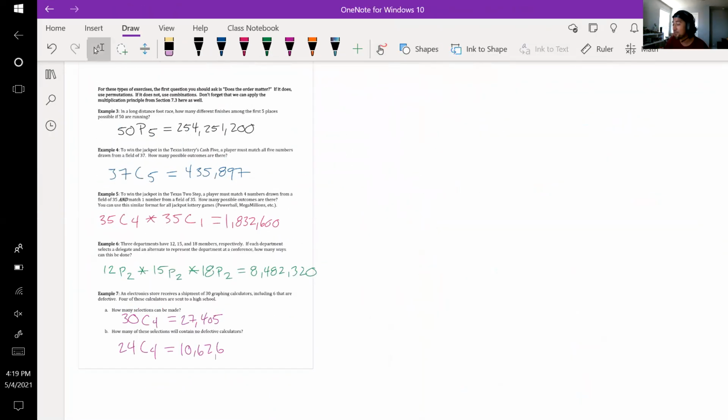All right. And then B, how many of these selections will contain no defective calculators? Well, if 6 calculators are defective and there's a total number of 30 calculators, this means that there are 24 calculators that are not defective. And we still want to send 4 of those out. So 24 choose 4. And we have 10,626 ways to select 4 of the 24 calculators that are not defective.